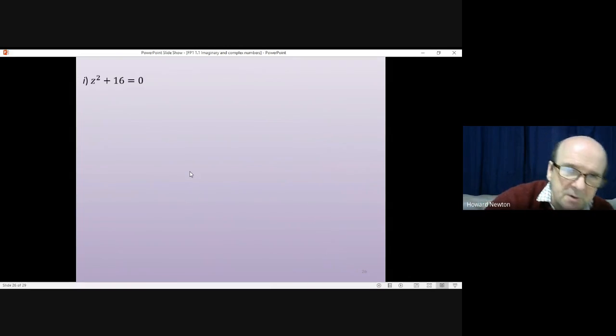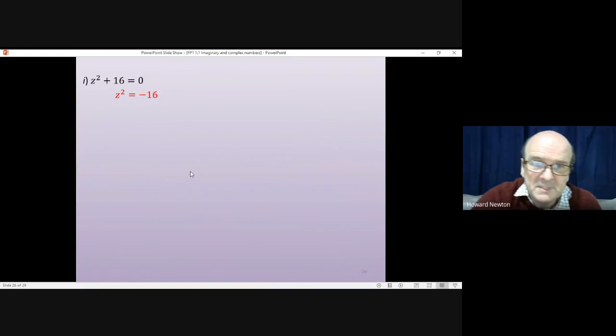Okay, so the first question, z squared plus 16 equals 0. You can just use common sense. Move the 16 to the other side. Z squared equals minus 16, which leads to 2 imaginary solutions, z equals plus 4i and z equals minus 4i.